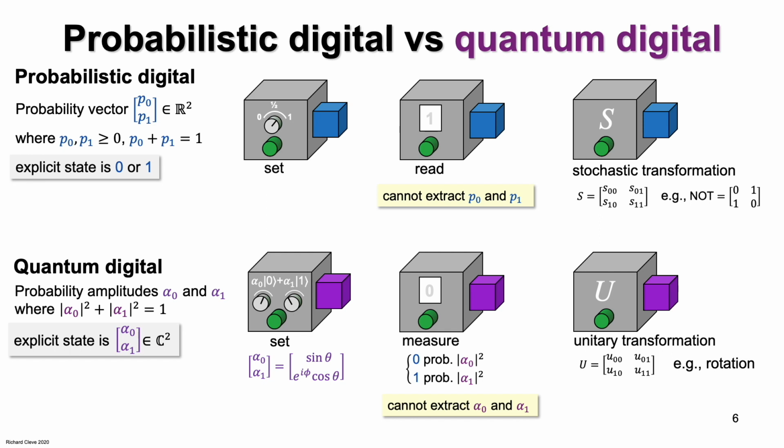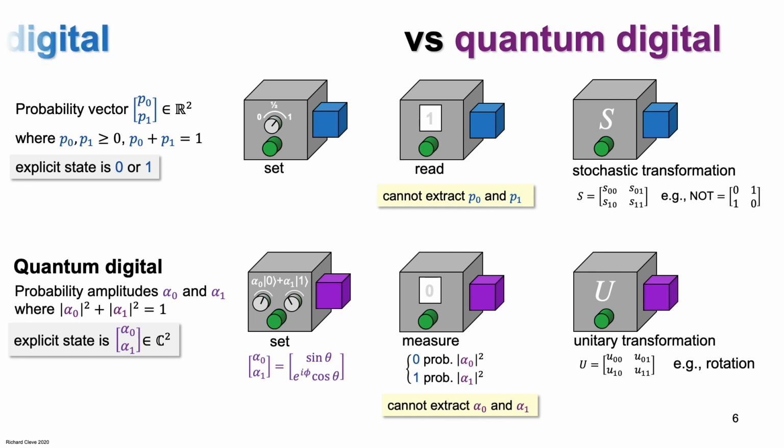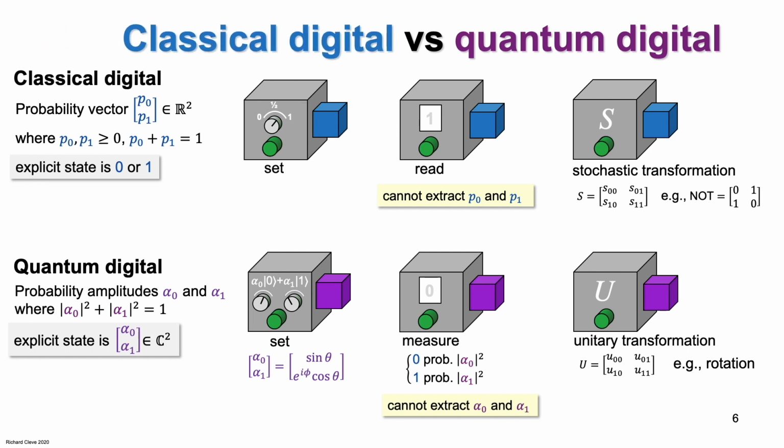Now, a comment about terminology. What I've been calling probabilistic is commonly known as classical. The word classical is a reference to classical physics that existed before quantum physics. So we have classical information and classical bits versus quantum information and qubits.